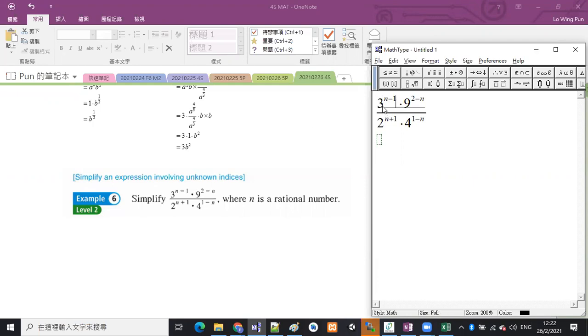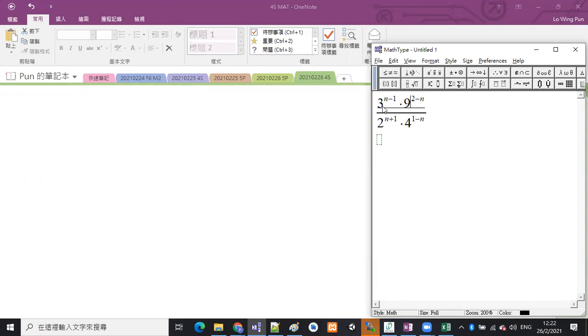So we have different base numbers. This one is base 3 and then base 9. But you know that base 3 and base 9 should have a closer relationship, right? And then base 2 and base 4 should have a closer relationship. Okay, because we can change the 9 to be 3 squared and change the 4 to be 2 squared. So I just keep the base 3 terms and change the 9 to be 3 squared and then power 2 minus n. Again, I keep the base 2 numbers, but change the 4 to be 2 squared and then to the power 1 minus n.